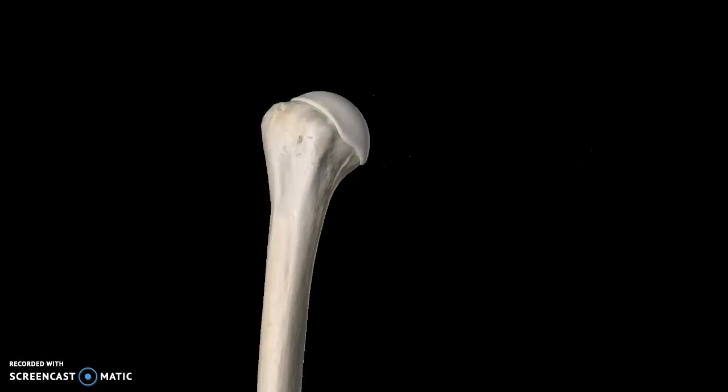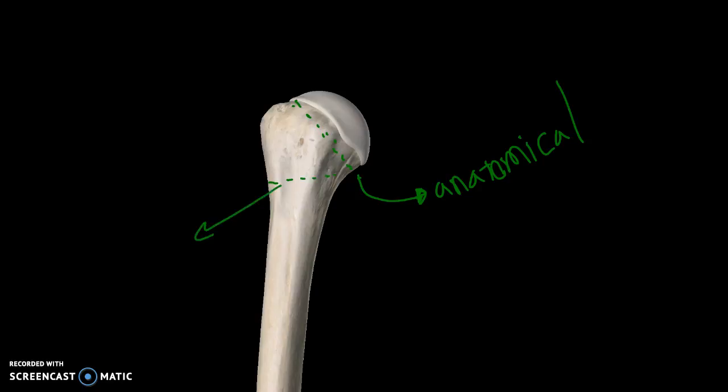Now, you need to pay attention that there are two necks on the humerus. The first neck is the anatomical neck of the humerus, which is this region here. So this is known as the anatomical neck of the humerus. The other neck that exists in the humerus is this neck here, and this is known as the surgical neck of the humerus.